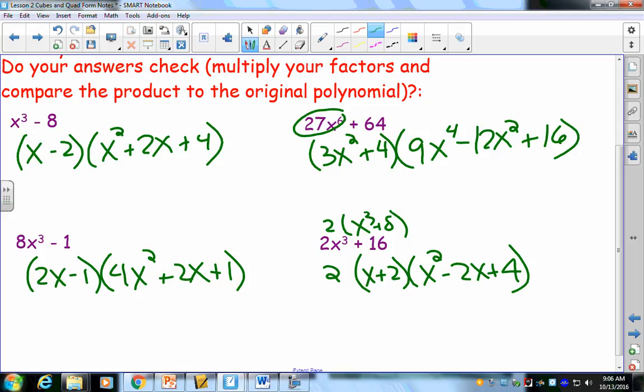And then in the last example, there was a GCF that you had to pull out because looking at the original problem, 2x to the 3rd is not a perfect cube. 2 is not a perfect cube. And then 16 is not. And when I divide them both by 2, I'm left with x to the 3rd plus 8, which we do know both are perfect cubes. All right, so as always, when I take out a GCF, it does need to be written as part of my answer. All right, that is the end.